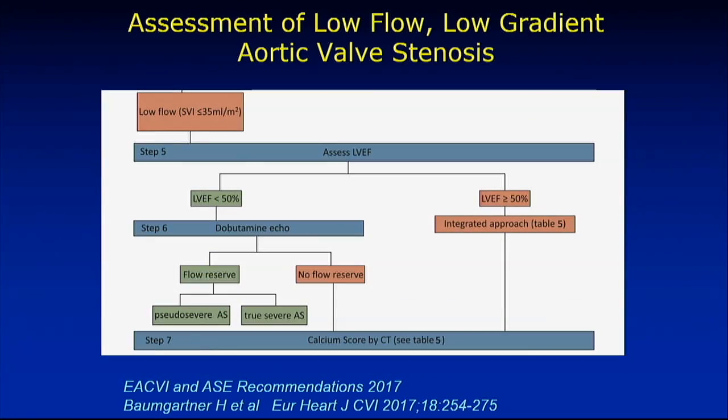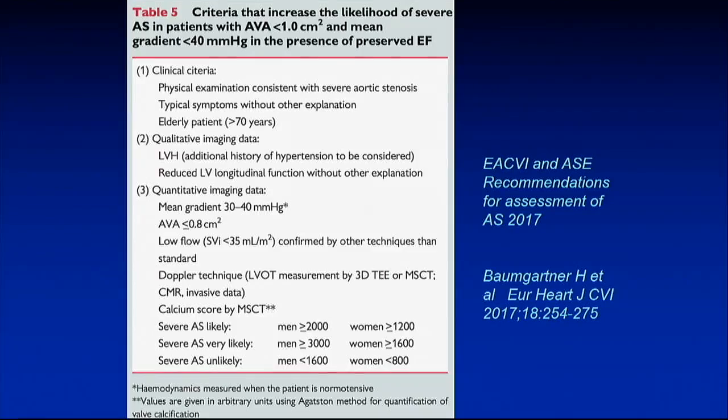And if we have a low stroke volume, the next step would be, is it a low ejection fraction or a preserved ejection fraction? If it's a low ejection fraction, we do the dobutamine echo. If there's flow reserve, we can distinguish between pseudo-severe and true severe. If there's no flow reserve, or if we have preserved ejection fraction, these are the most difficult patients, and what is recommended is to use an integrated approach with a number of clinical, qualitative and quantitative measurements, including calcium score, to find out whether the patient has severe stenosis or not.